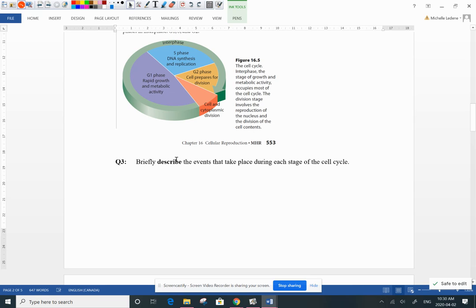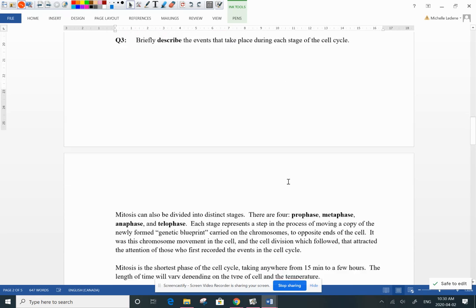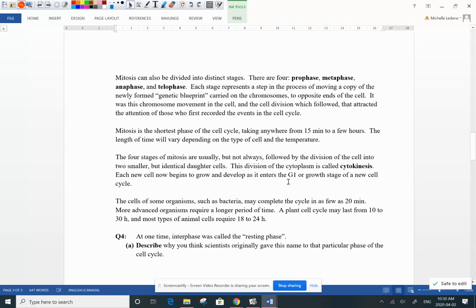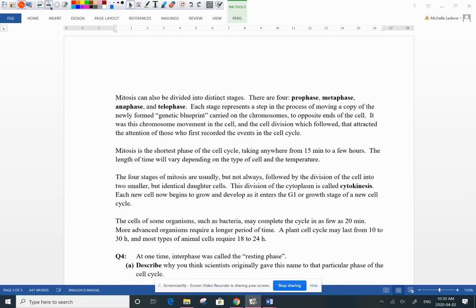Okay, so what are the events that take place? Well, I just kind of walked you through that, and so you will have to review the different events. And then, as I mentioned also, mitosis has 4 stages: prophase, metaphase, anaphase, telophase. And we'll be going into a lot of detail on this next week. You just need to know kind of the basics and the sequence, the order of what's happening.